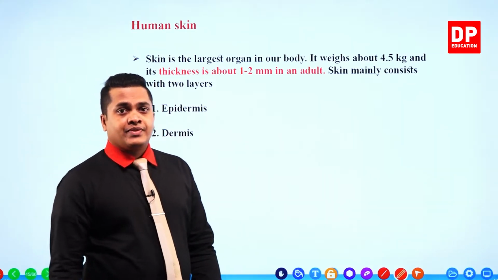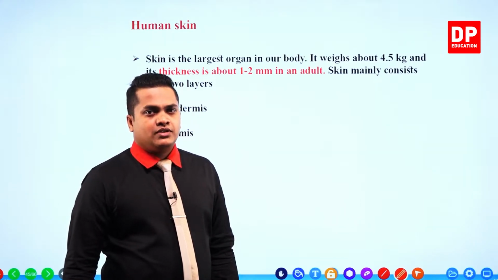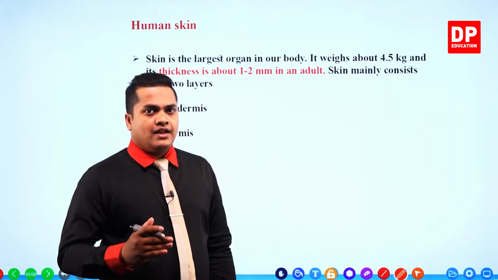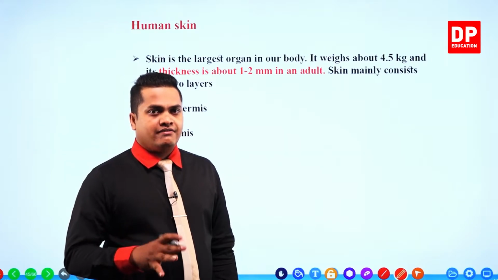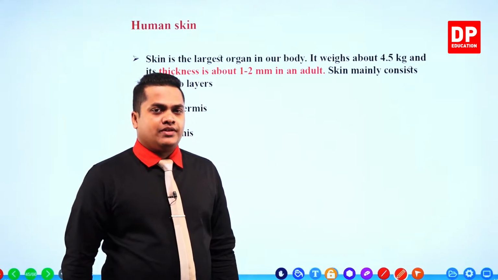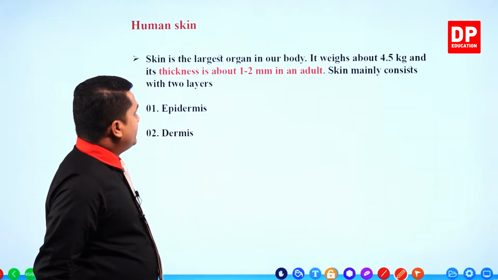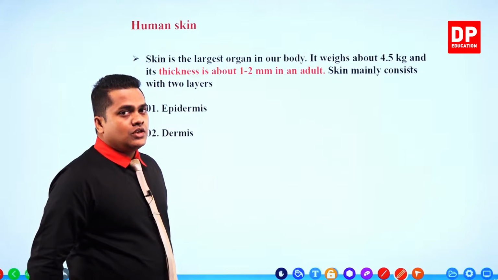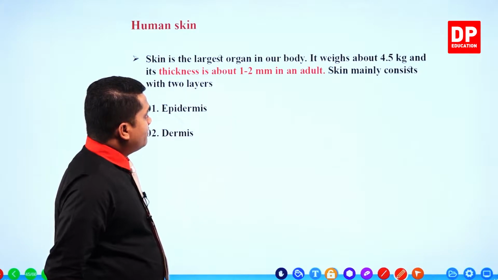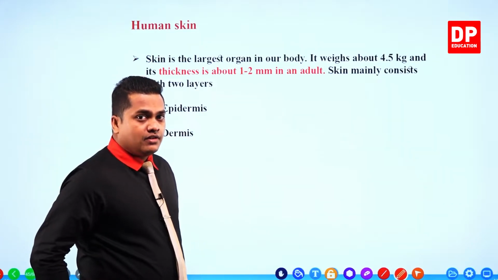So, my dear children, within this chapter, we'll be discussing the things contained in the human skin, the main parts that we can identify in the skin, and their functions with their special properties. Right then, let's see what things are contained under the human skin. As I told you, skin is the largest organ in our body.